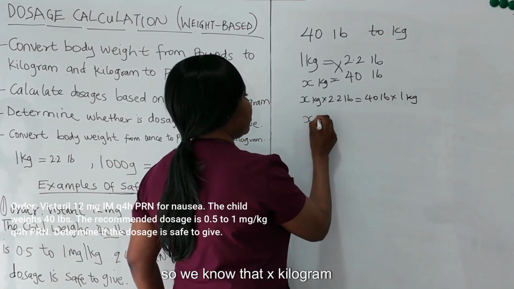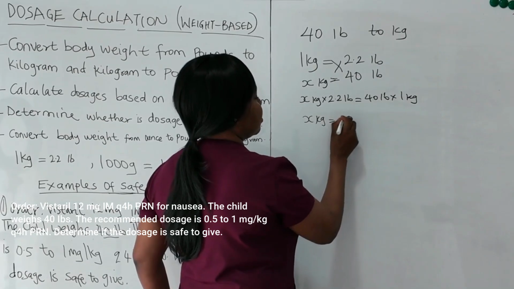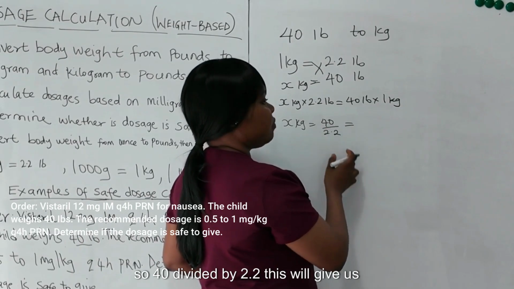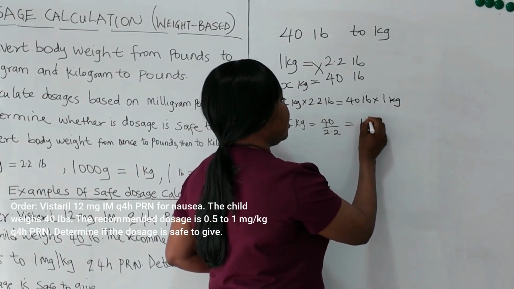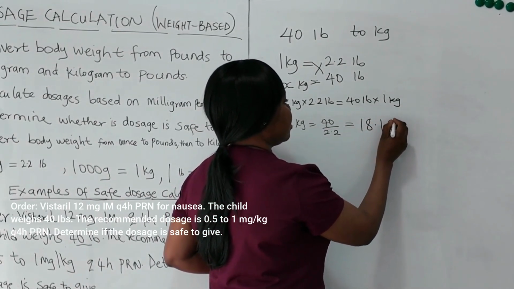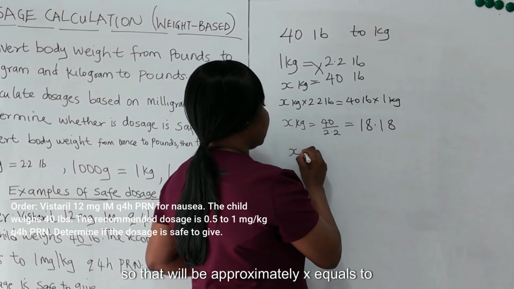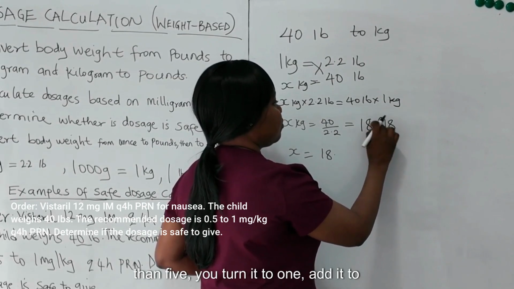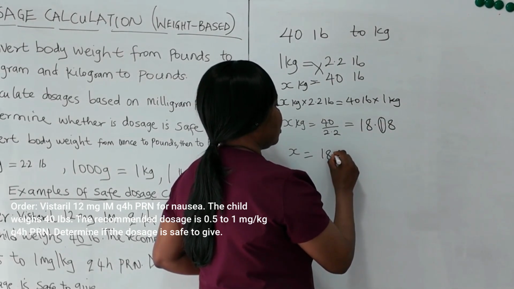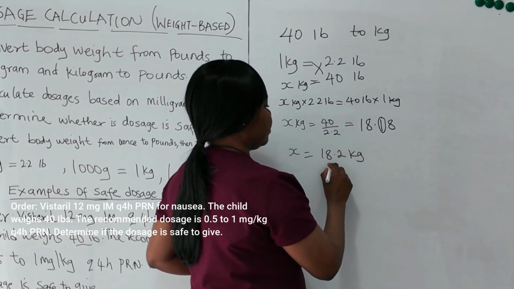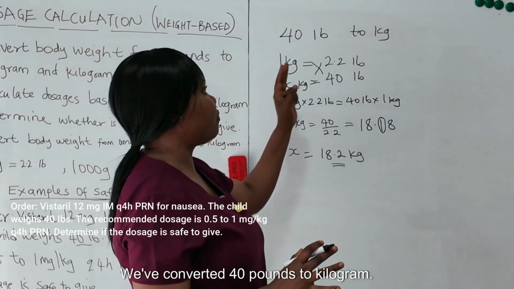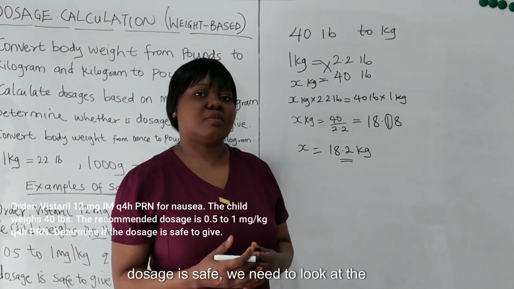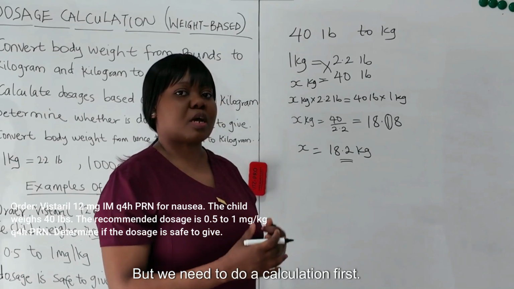So we know that X kilogram will be 40 divided by 2.2 pounds. So 40 divided by 2.2 will give us 18.18. So that will be approximately X equals 18. To approximate this, this is more than 5, so we turn it to 1, add it to this, it becomes 2, 18.2 kilogram. So that's the first step. We've converted 40 pounds to kilogram. To determine now if the prescribed dosage is safe, we need to look at the recommended, but we need to do a calculation first.